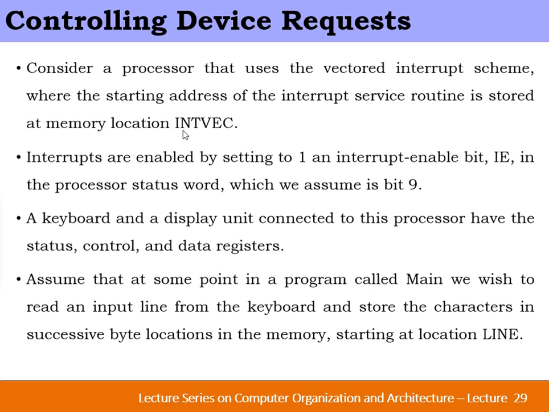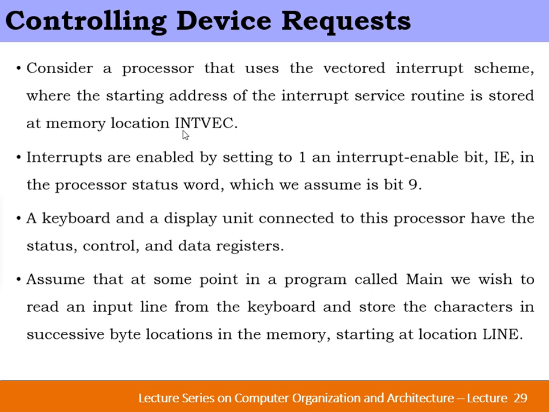Now, interrupts are enabled by setting to 1 the interrupt enable bit IE in the processor status word. The processor needs to accept the interrupt request from the IO device. If it wants to accept an interrupt request from an IO device, the first thing is that the interrupt enable bit must be equal to 1. If the IE bit is equal to 1, then it can accept the interrupt request. The IE bit is the 9th bit in the processor status word. It should be set to 1.